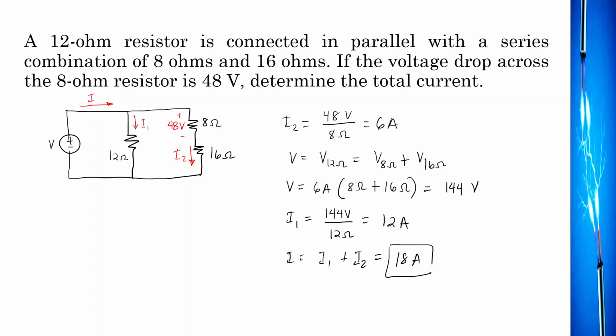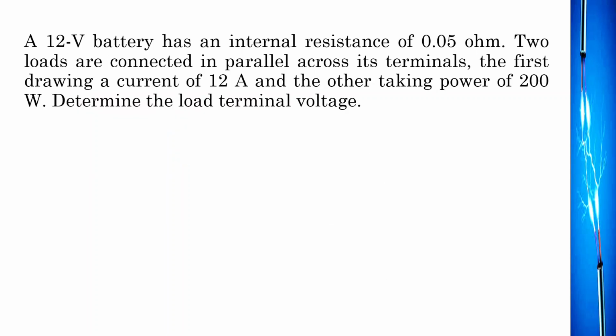18 amperes ang sagot. Now, let's have another problem. A 12-volt battery has an internal resistance of 0.05 ohm. Two loads are connected in parallel across its terminals, the first drawing a current of 12 amperes and the other taking power of 200 watts. Determine the load terminal voltage.